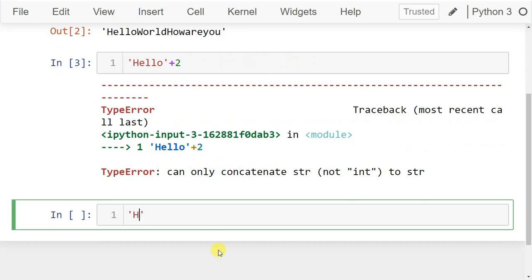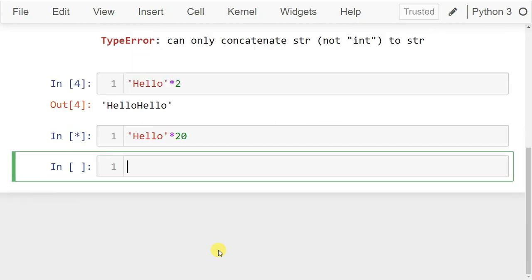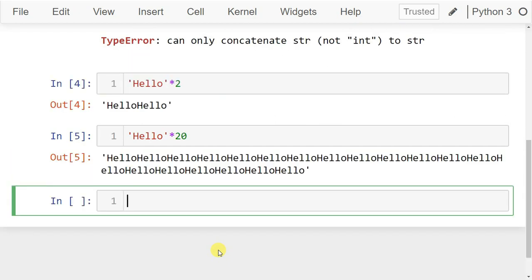Now when you use multiplication with a string, that string will be repeated that number of times. Keep in mind that the number must be an integer only.